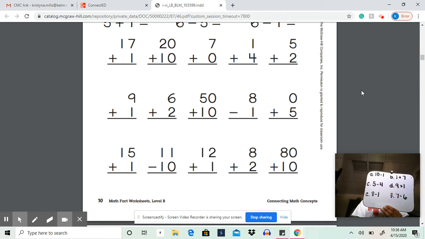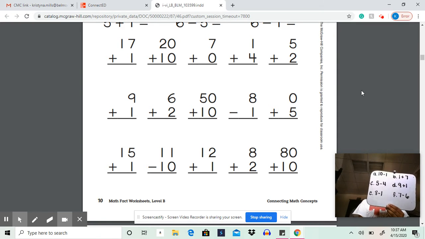Now, I want you to pause the video and write all of these problems. So pause the video and write all of the problems starting with B, 1 plus 7, and ending in F, 7 minus 6. So we're starting here with 1 plus 7, and we're writing all the problems to F, 7 minus 6. Okay, now that you've written all of your problems, I want you to touch and read problem B.